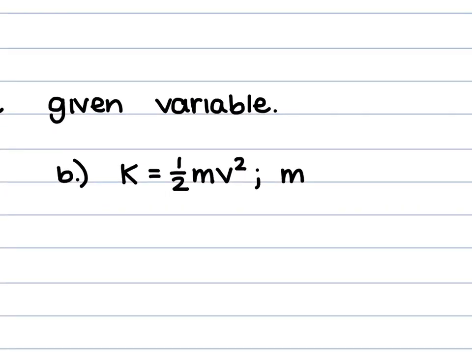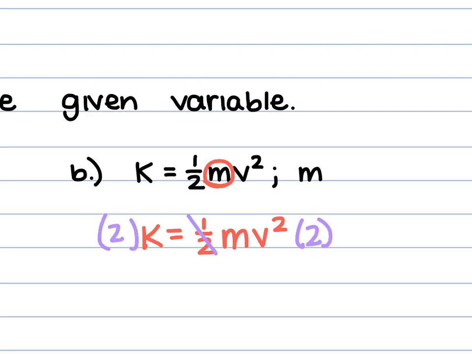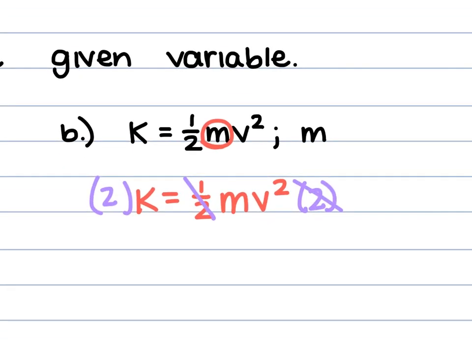If we look at example B, we have k is equal to 1/2 m times v squared. We're getting m by itself. So again, m by itself. I want to take that 1/2 and put it over to the other side. I'm going to multiply each side by the reciprocal, which is 2. That'll get rid of that 1/2 and the 2 on the right side, and this will leave me with 2k is equal to m times v squared.